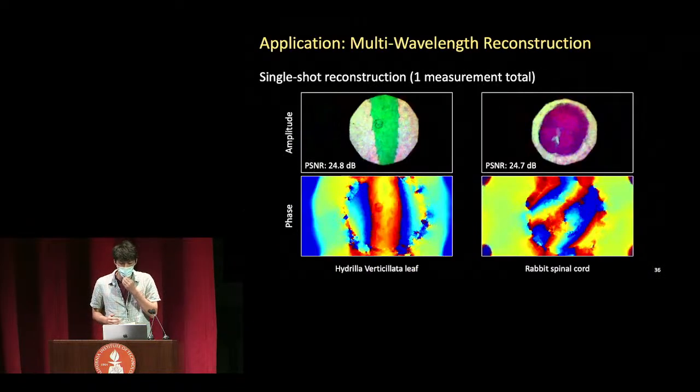We are even able to perform multi-wavelength reconstruction with just a single image, achieving single-shot color sensing. Note that we recover both the amplitude and the phase for all wavelengths here.